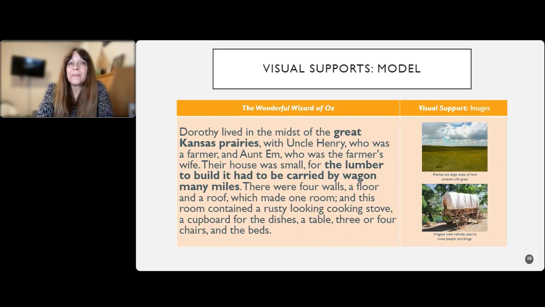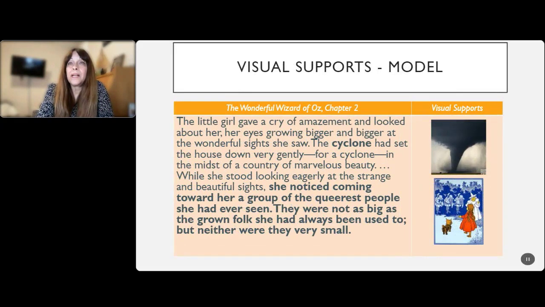Now, we can take a look also at how we can use GIFs and other images to bring concepts and unfamiliar ideas to our students. The cyclone has set the house down very gently, for a cyclone, in the midst or the middle of a country of marvelous beauty. So there you see, again, the power of having an image to support comprehension.